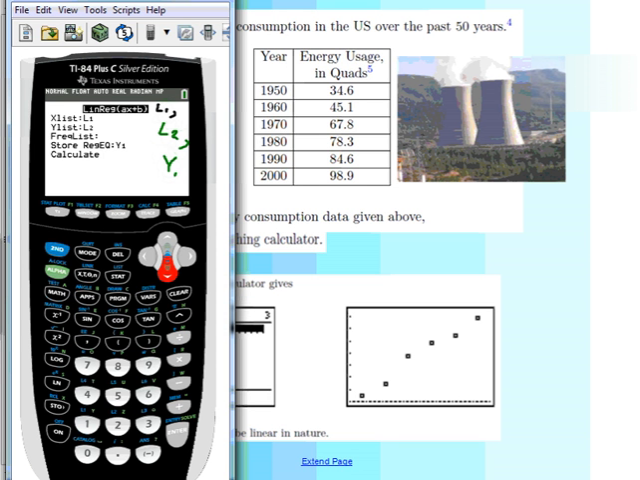I missed that last hour. Hit enter on calculate, and boom, it calculates it out, and there is my regression equation. And even better, if you hit y equals, it already typed it into the Y1 for you, so you don't have to copy it down and put it all into your Y1.